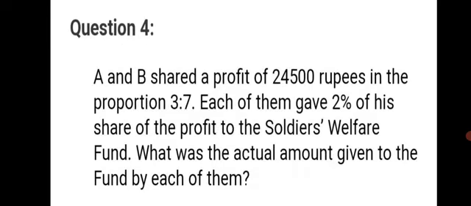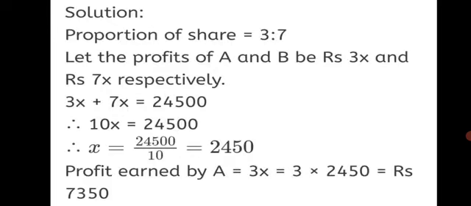Question 4. A and B shared a profit of 24,500 rupees in the proportion 3:7. Each of them gave 2% of his share of the profit to the Soldiers' Welfare Fund. What was the actual amount given to the fund by each of them? So here we have profit shared in rupees and the proportion, and 2% of that profit is given to Soldiers' Welfare Fund. So let's have a look at the solution.